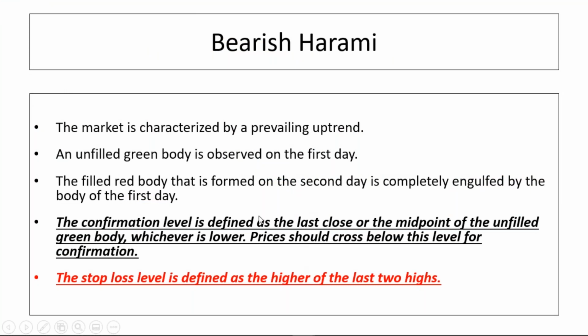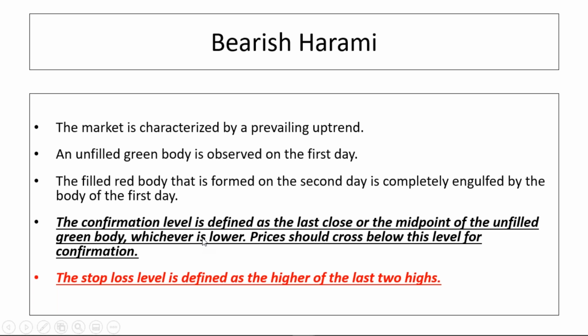Okay, so let's talk about the bearish Harami. It's a bearish pattern. I showed you a few examples, but let's look at these exclusively now. So if it's a bearish reversal signal, what do we need the market to be doing prior to that pattern? We need it to be going up. So we look for the market categorized by a prevailing uptrend, and you're basically flipping the methodology over. An unfilled green body is observed on the first day. The filled red body that is formed on the second day is completely engulfed by the body of the first day. The confirmation level is defined as the last close, which is always going to be the close of the filled red body, or the midpoint of the unfilled green body, whichever is lower in this case.